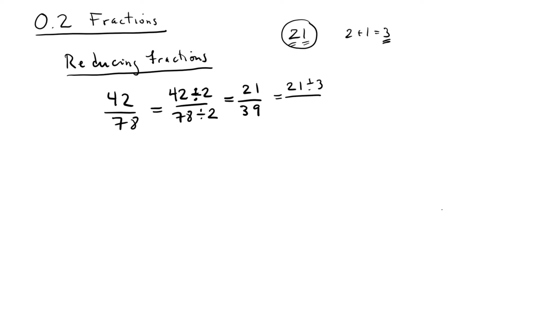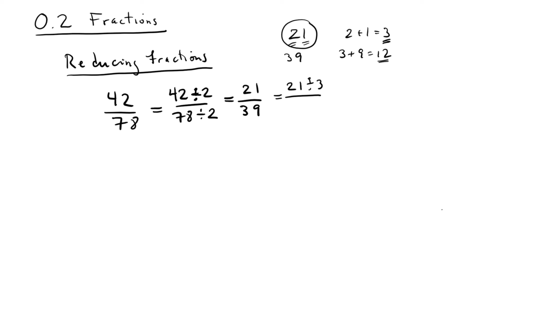Well, let's look at 39. If I do 3 plus 9, that's 12. Oh yeah, that's a multiple of 3. So 39 must be a multiple of 3. In fact, 39 is 3 times 13. So that's going to give me 7 over 13.